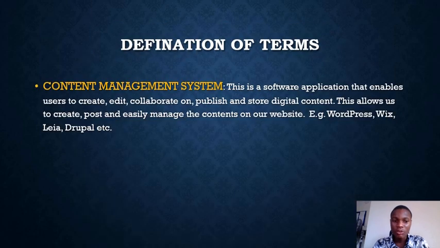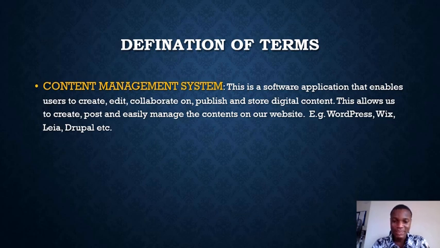We have definitions of other terms. We have starting terms you need to understand. One of them is content management system. It's a software application that enables users to create, edit, collaborate on, publish and store digital content. This allows us to create posts and easily manage the contents on our website.